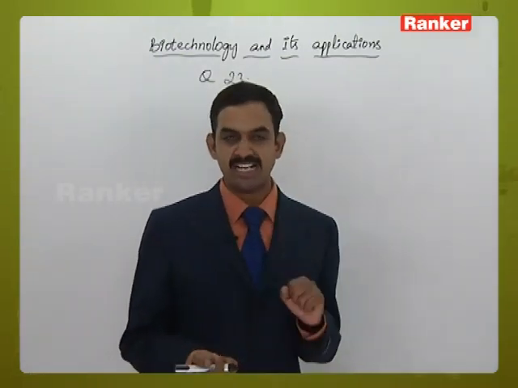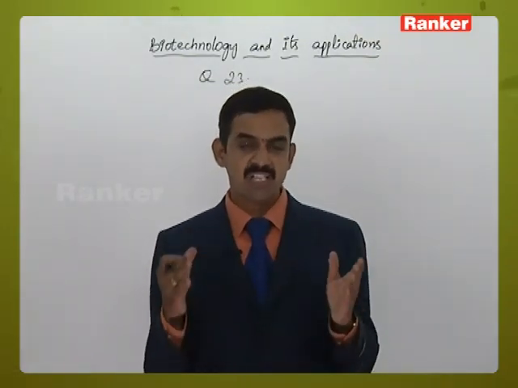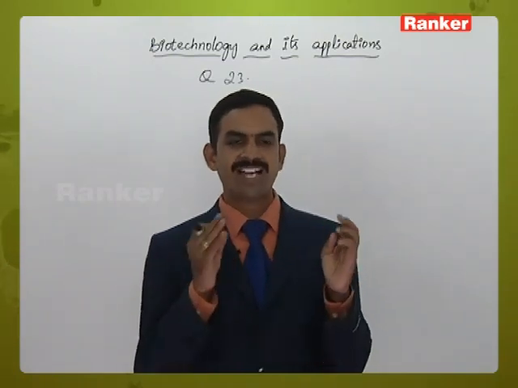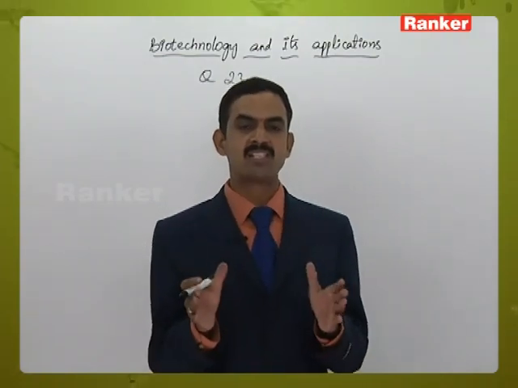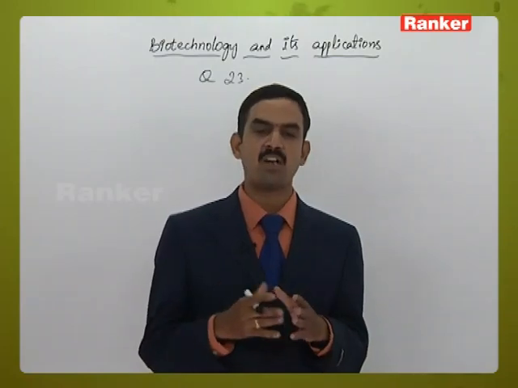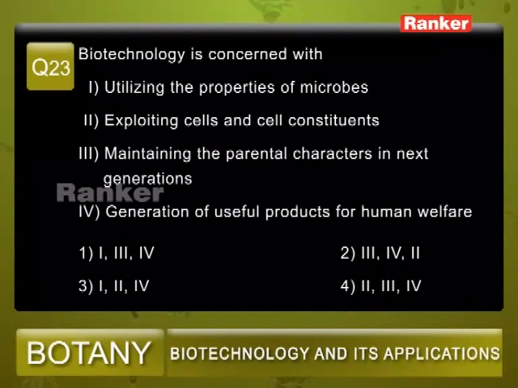So third one is incorrect. And according to the biotechnology definition, we know that it is the utilization of the properties of microorganisms, the characters which are present in the cells of the microorganisms, for producing disease resistant varieties or high yielding varieties useful for development and human welfare. So utilizing the properties of microbes is correct, exploiting the cells and the cell constituents is also correct, and generation of useful products for human welfare is also correct. Question number 23, the correct answer is 3.